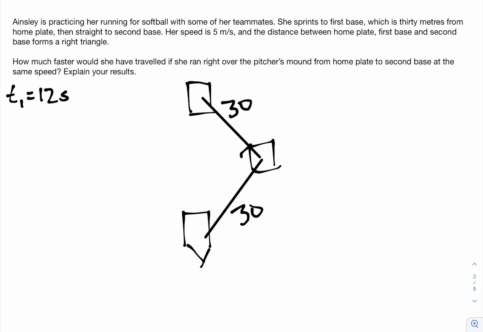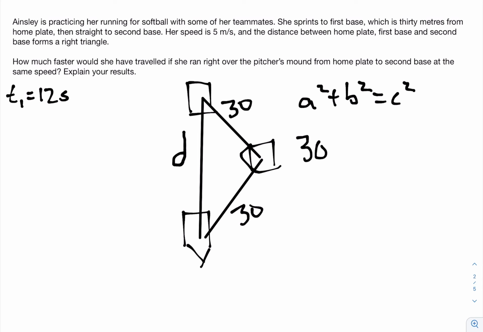right, and we know that this is a right angle, we can use Pythagoras to figure out the distance from home. This is kind of the pitcher's mound area right here. She runs right over it, and she goes straight to second base. What's this distance? I'll call it d. Well, if this is a right triangle, d is going to be our hypotenuse. So we can use Pythagoras, a squared plus b squared equals c squared. And our legs, 30 and 30, are just going to be a and b. So 30 squared plus 30 squared is going to be c squared. Instead of c squared, I'm going to write d squared.